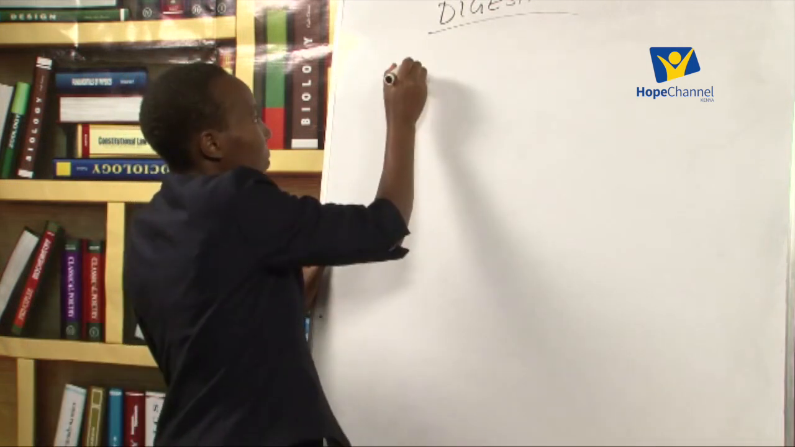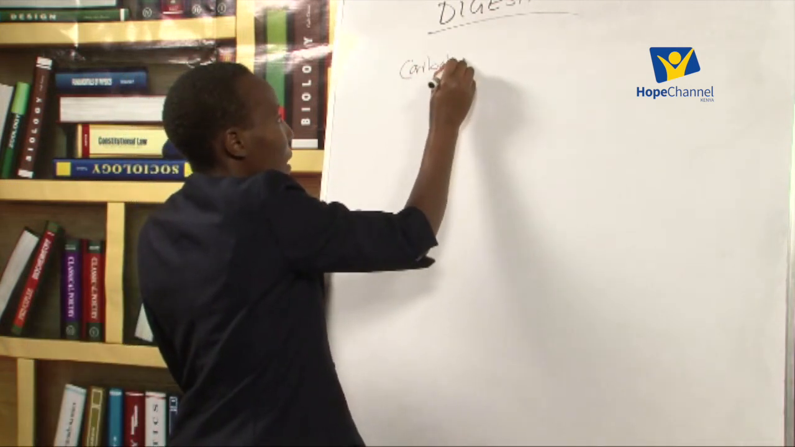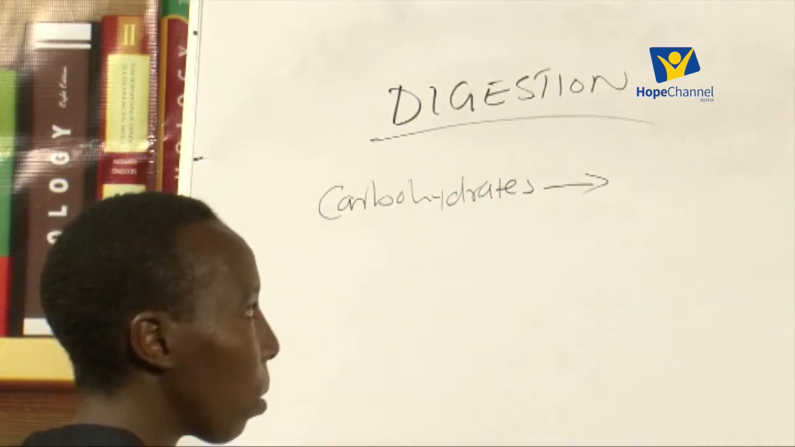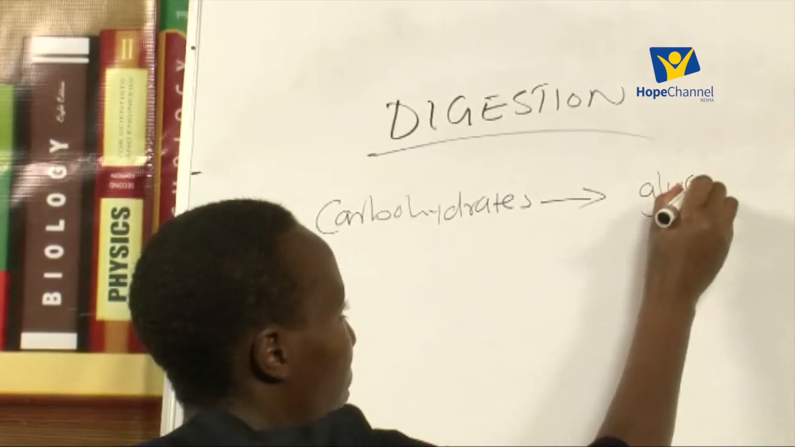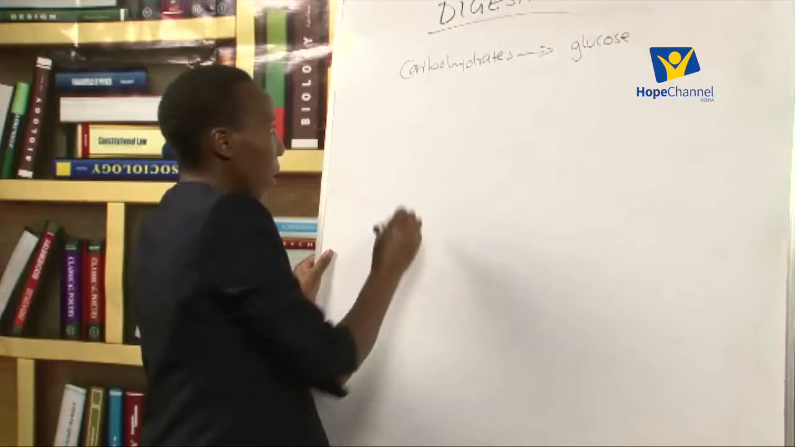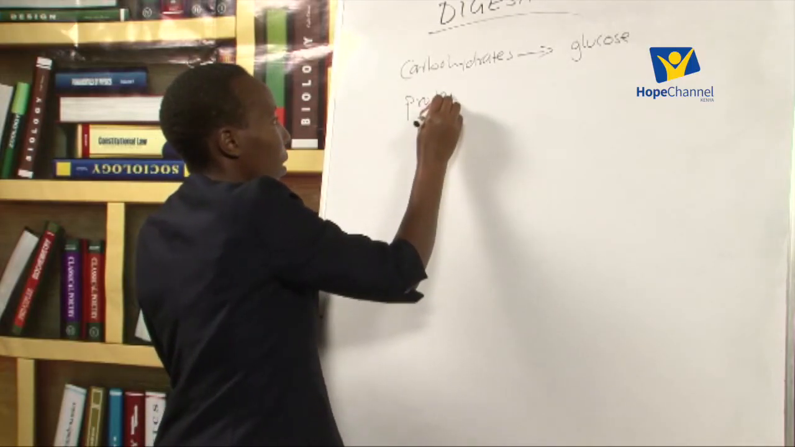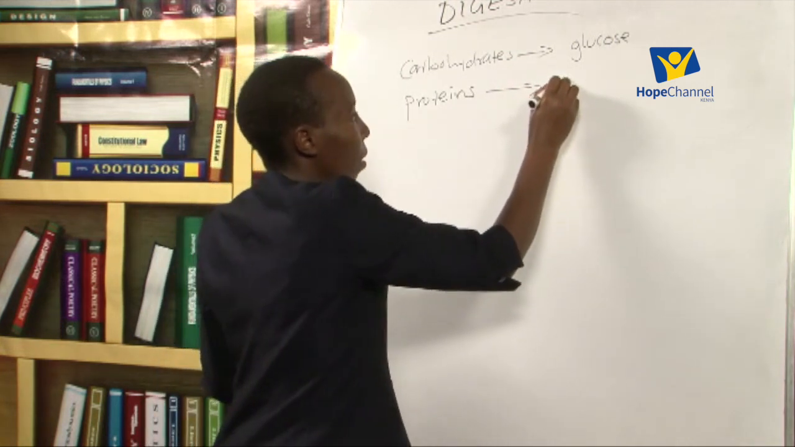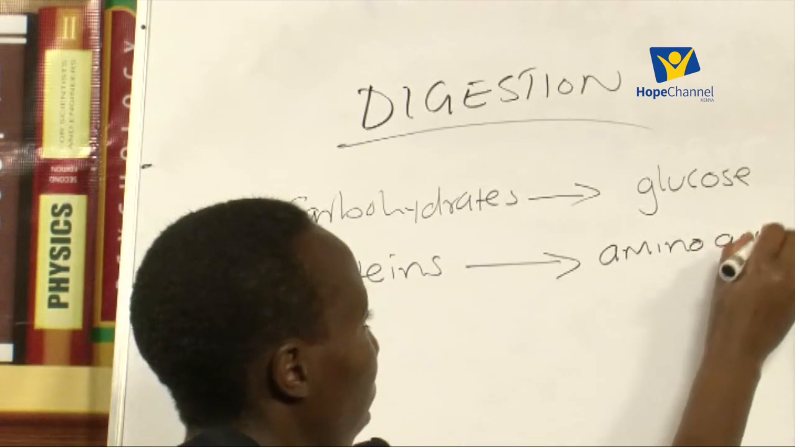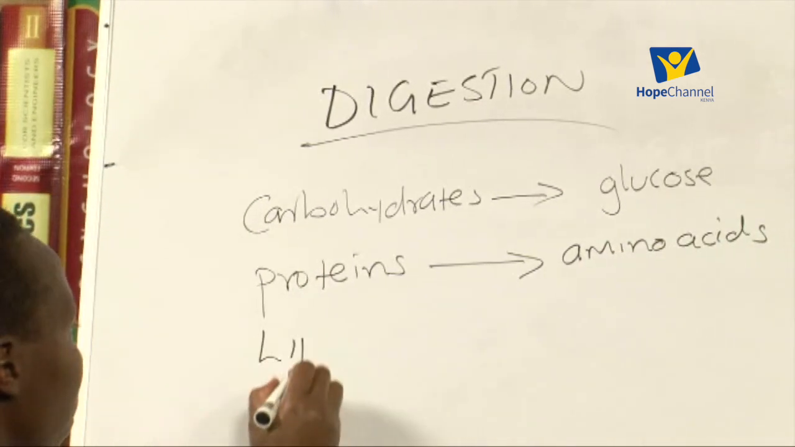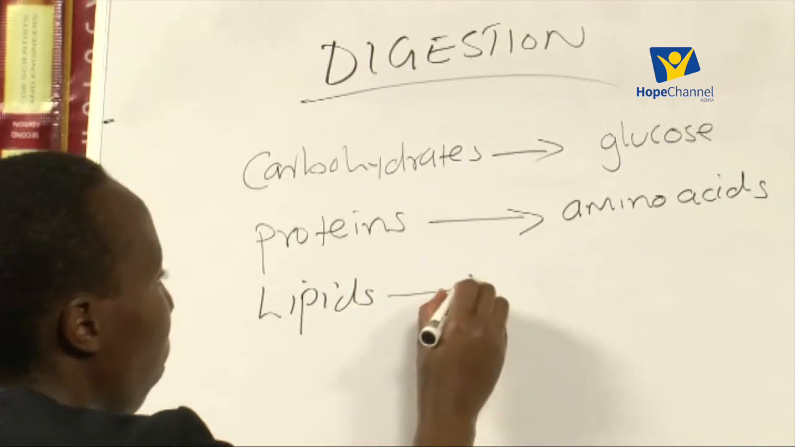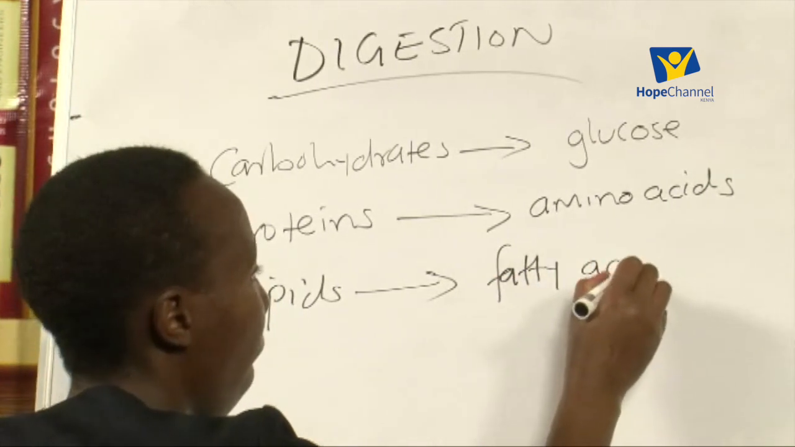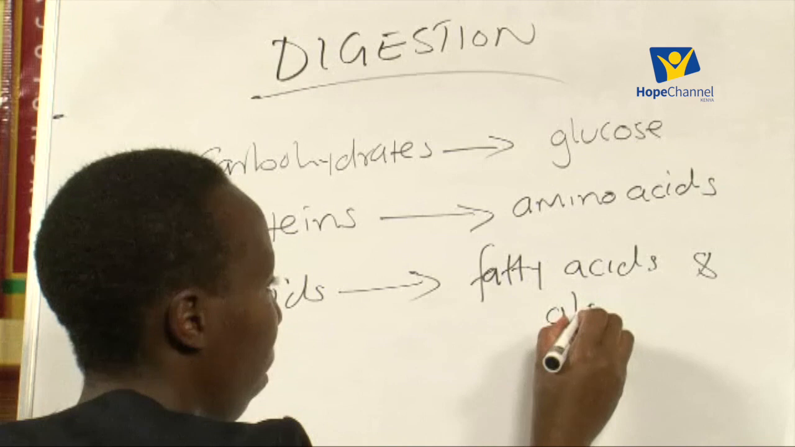Now, as we talk about the process of digestion, the question is, what are the end products of digestion? We said that the carbohydrates are completely broken down to glucose. The proteins are also completely broken down to amino acids. Then lastly, we have the lipids, which are broken down to fatty acids and glycerol.